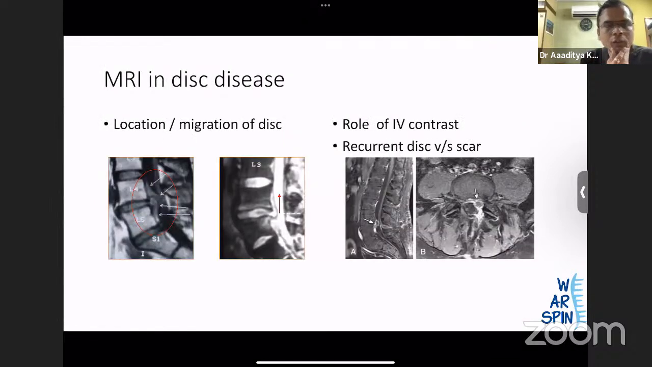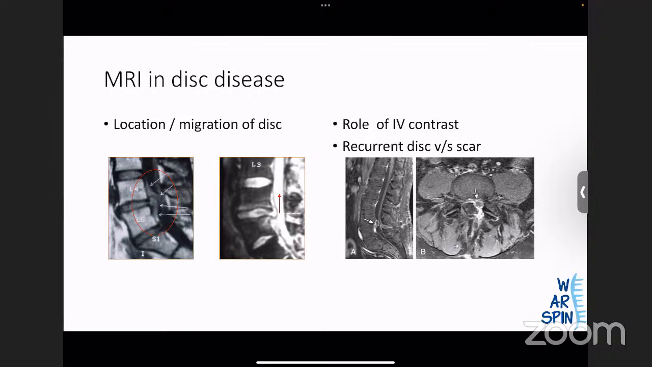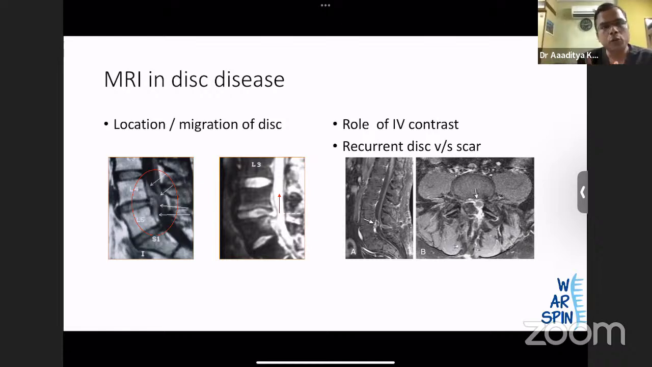MRI wise, obviously the location, migration, exact location. So MRI gives us exact site, or it helps in planning of our surgery properly. IV contrast MRI is utmost important. It has a role in revision cases, or rather cases where we are expecting recurrent disc prolapse, because whenever we do IV contrast MRI in such patients, if at all ring enhancement is seen, which is shown over here, then this is typical of recurrent disc. Whereas scar tissue, if at all it's there at that site, will be seen as a homogeneous hyperintense mass. It won't be a peripheral ring enhancement.